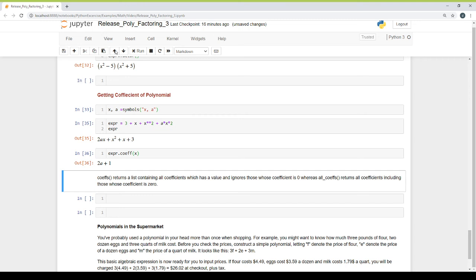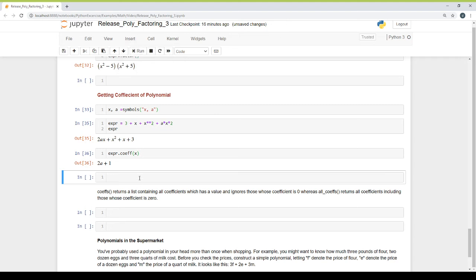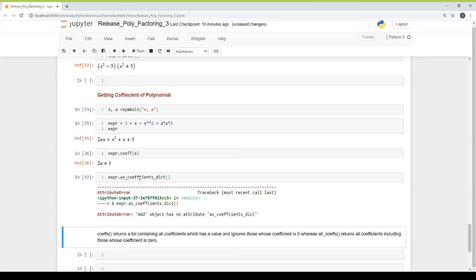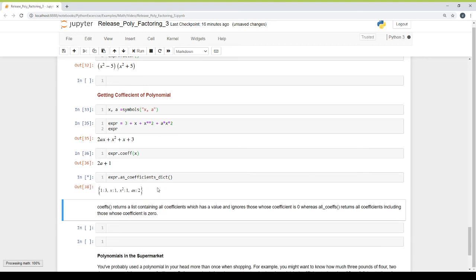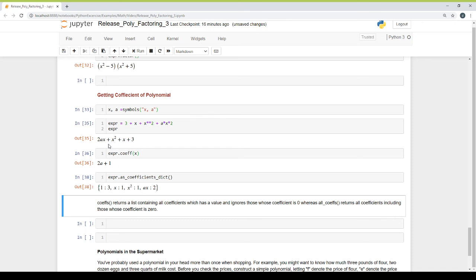Coefficient as dictionary, let's use it. Insert cell above, expression dot as coefficients dictionary, and shift enter. As coefficients, coeff, coefficients, I have missed the i. So ax has coefficient 2, x square has coefficient 1, x has coefficient 1, 3 has no x. So the coefficient as dictionary returns us the coefficients of all the x's in terms of a dictionary.